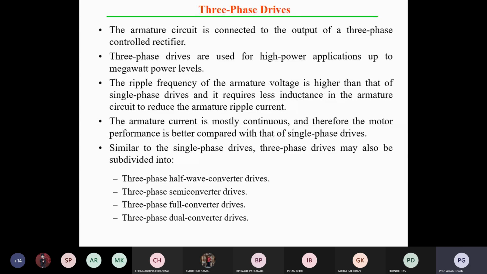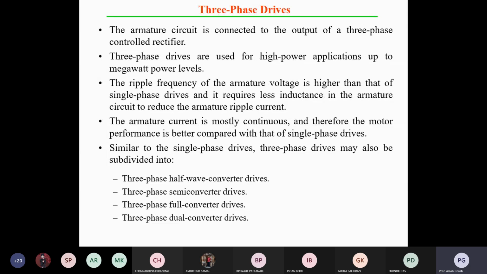So that kind of advantage you will get, as well as the average output voltage will be higher. What do you mean by the average output voltage? Normally you will get output voltage 2 Vm by pi cos alpha in the case of a single phase full bridge controlled converter. In this case you can get 3 Vm by pi. So the average value started with 2 Vm by pi, and now it is 3 Vm by pi.